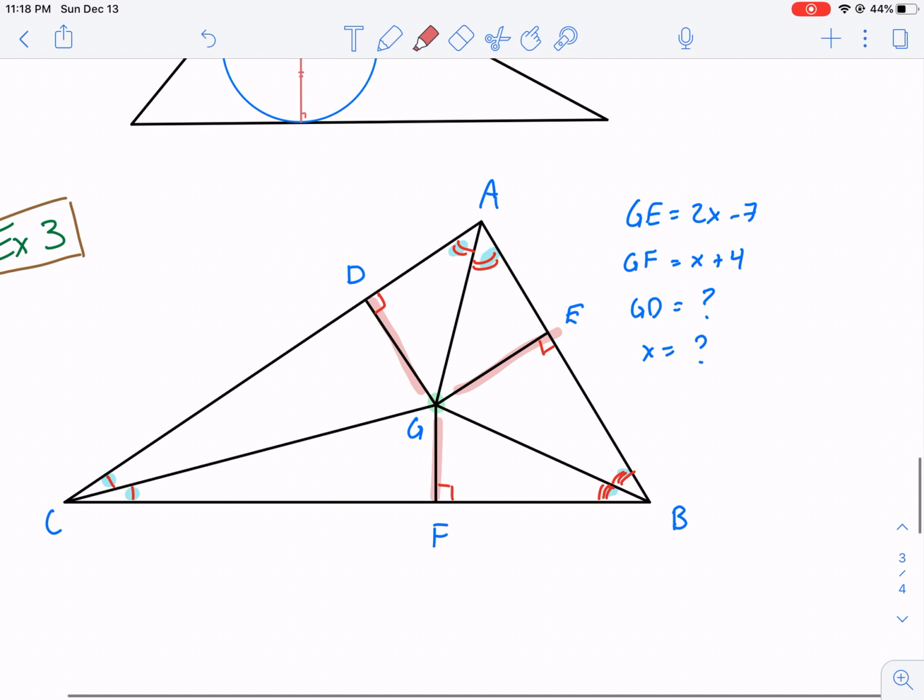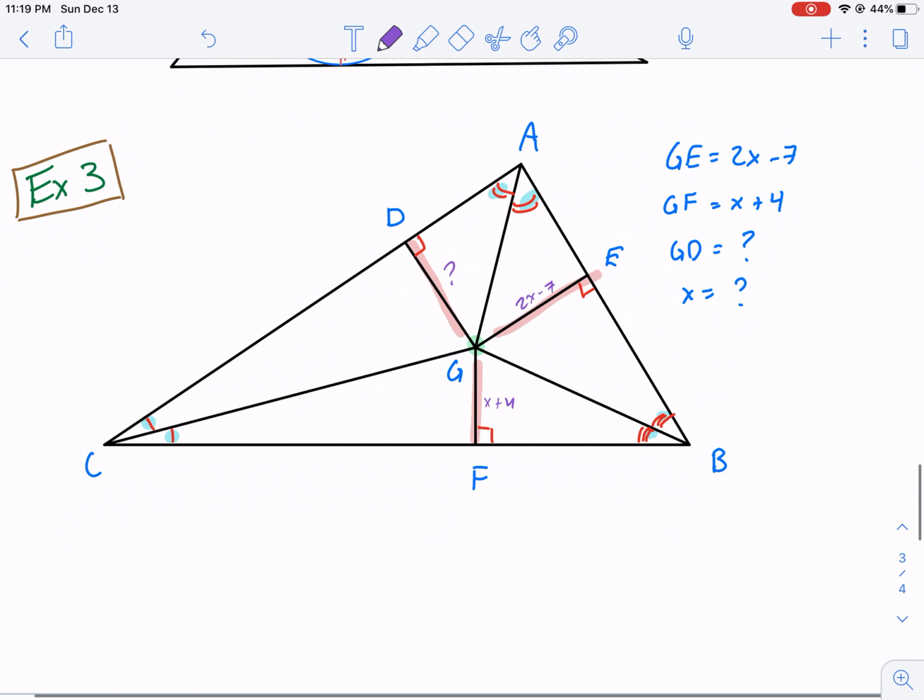Well, it's telling us GE is 2x minus 7. So this little line is 2x minus 7. It's telling us that GF is x plus 4, and it wants us to find this missing distance there, and also the value of x. Well, what's going on here? I've been saying that a couple times, but haven't answered the question. What we have going on is an incenter.